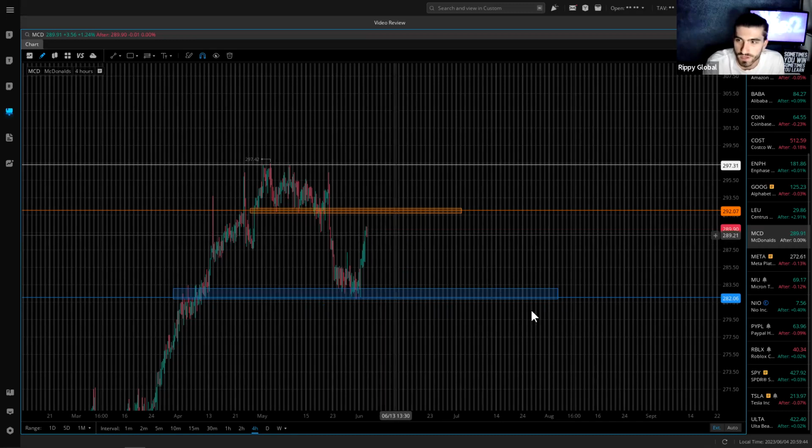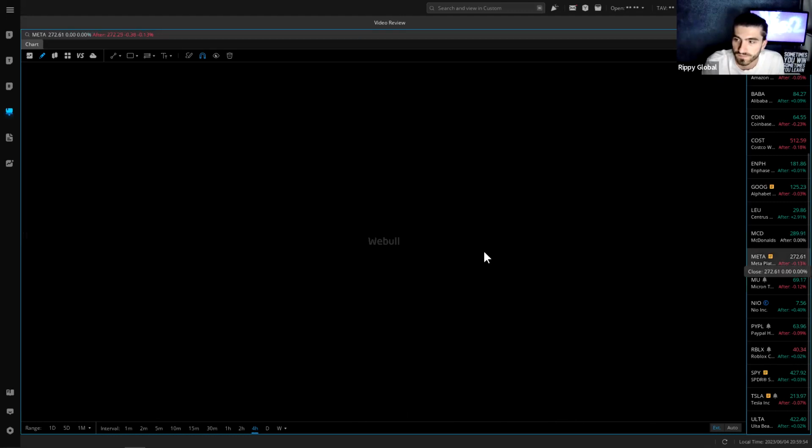So main support, 282 a share. First resistance, 292 a share. The main breakout, aka all-time high, is going to be roughly 297 a share.